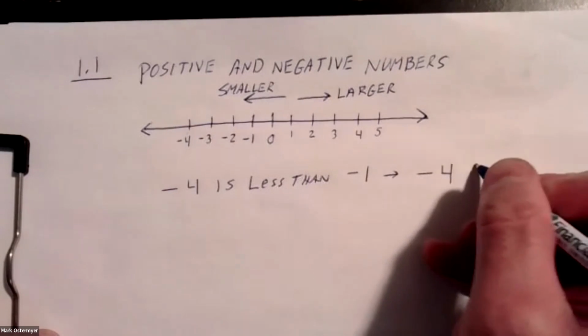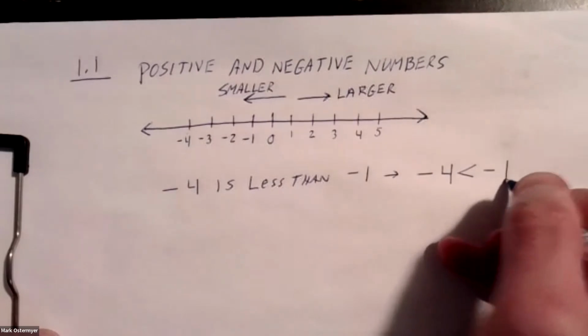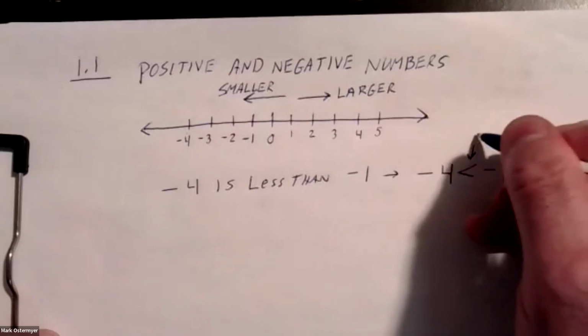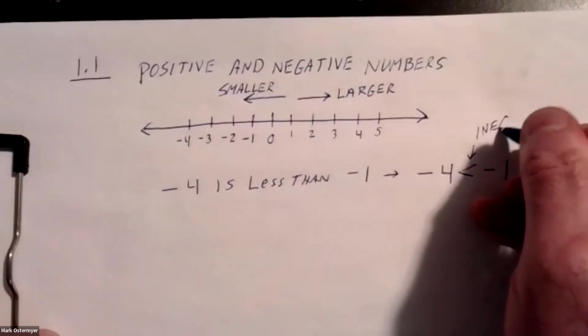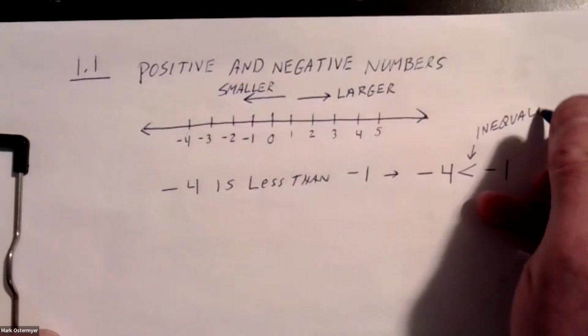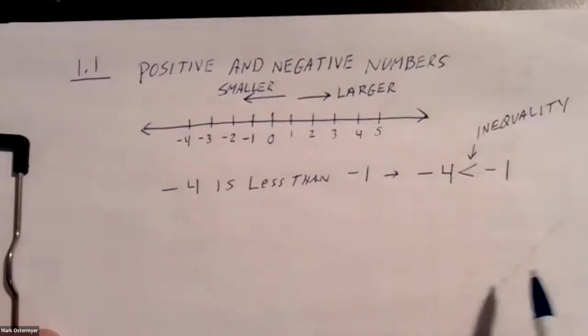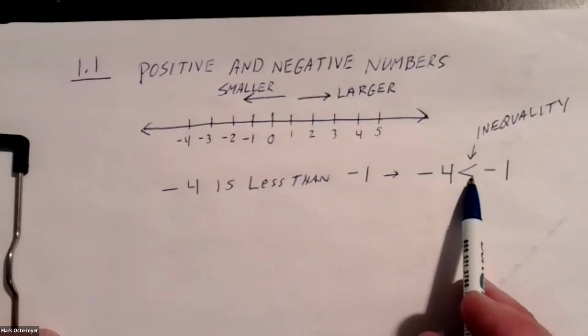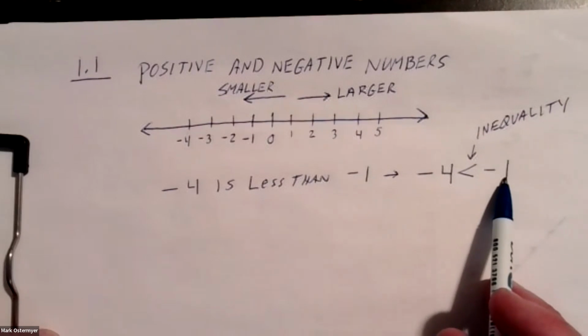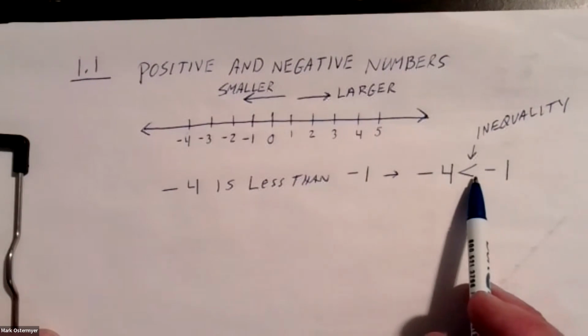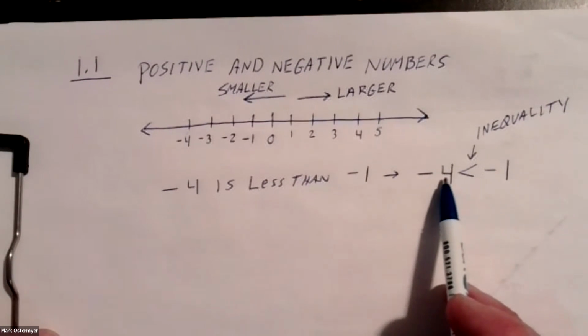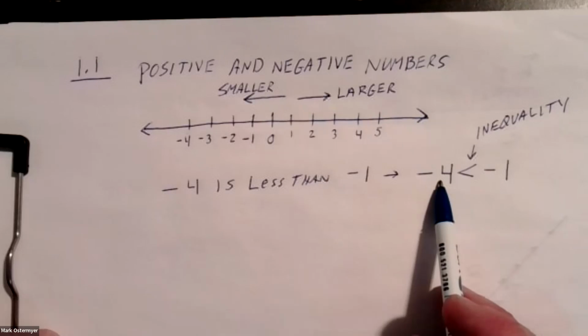We would say -4 is less than -1. This symbol here, ladies and gentlemen, is called an inequality symbol. So we would say -4 is less than -1. Or synonymously, what's that also saying? It's saying -1 is greater than -4. Isn't that true?